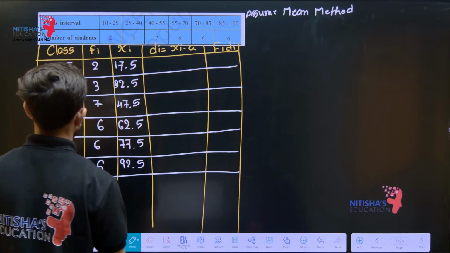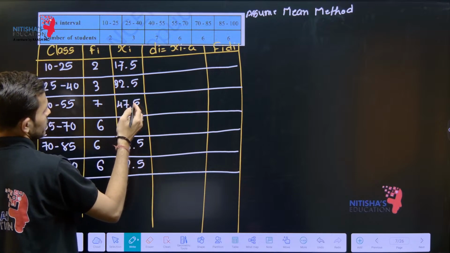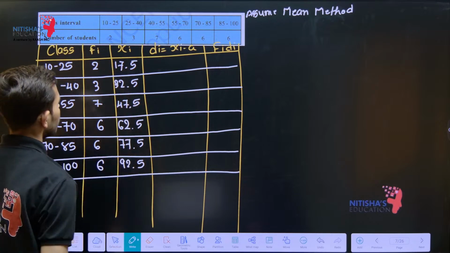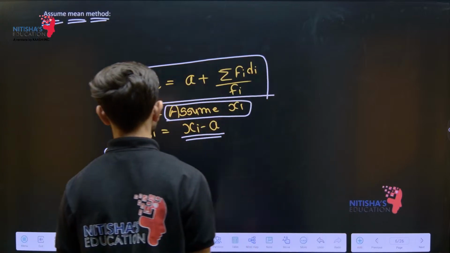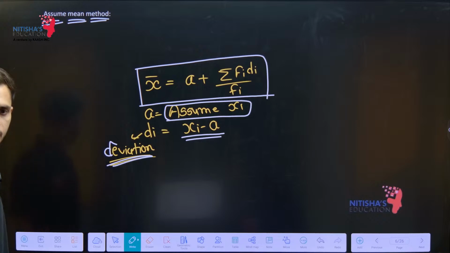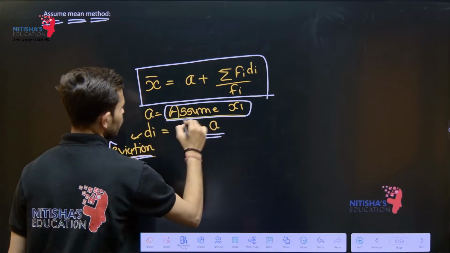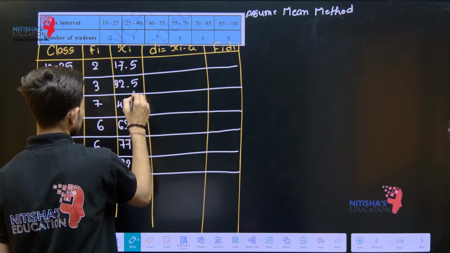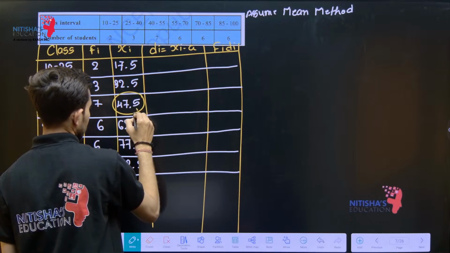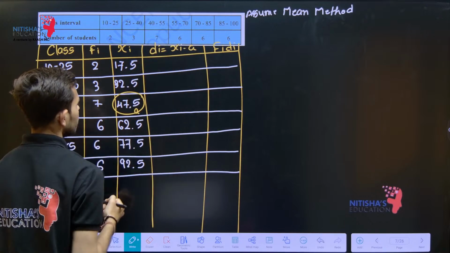So let's assume a over here. We can take any value from xi as a, as we have discussed in this slide, that a is assumed from xi. So let's consider 47.5 as a. So di is given by xi minus a.